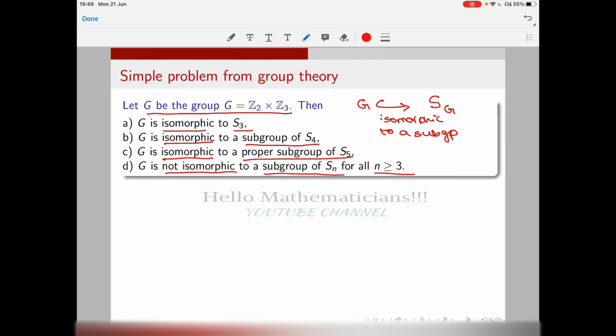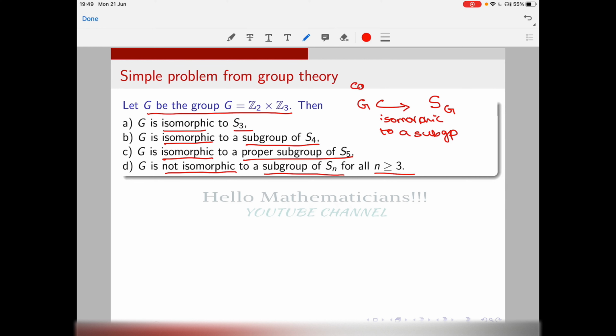If you take our set G to be the set with elements 1, 2, and so on up to n, then S subscript G will actually be Sn. Then Cayley's theorem states that G can be embedded inside SG, or G is isomorphic to a subgroup of SG. That is one result from group theory. Now these options are very much similar to that: G is isomorphic to S3, G is isomorphic to a subgroup of S4, and so on.